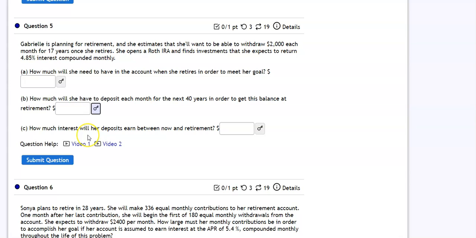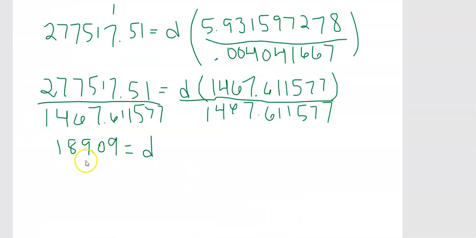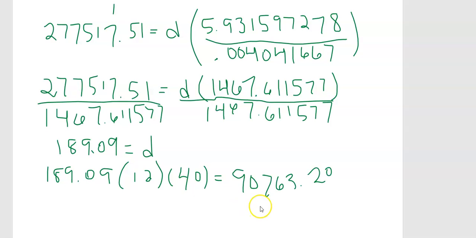Now, how much interest will her deposits earn between now and retirement? Okay, so to figure that out, let's go back. Let's remember she is paying $189.09 for every month of the year for 40 years. Let's multiply that out, and that's the amount she would have put into the account. So she put $90,763.20 into the account.